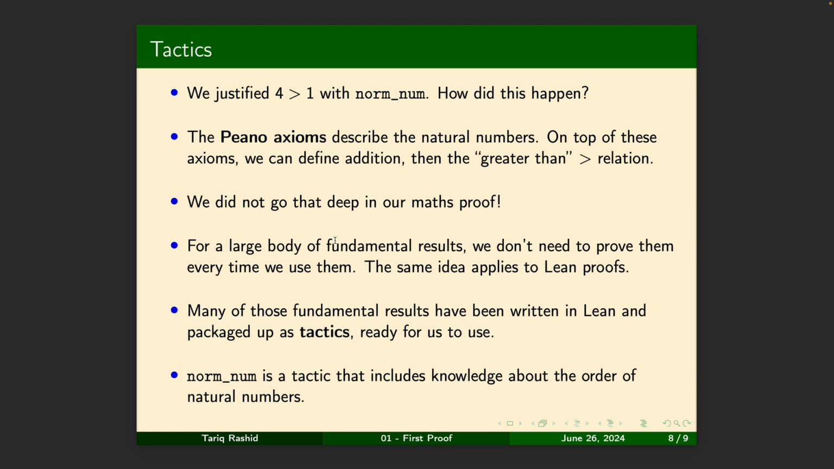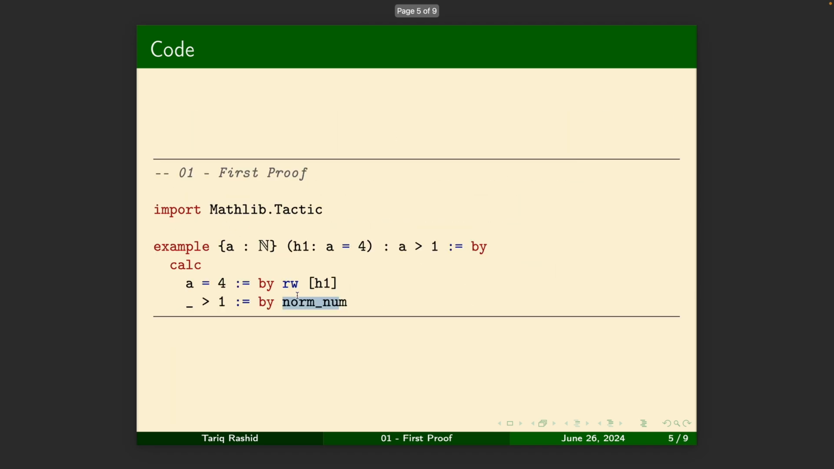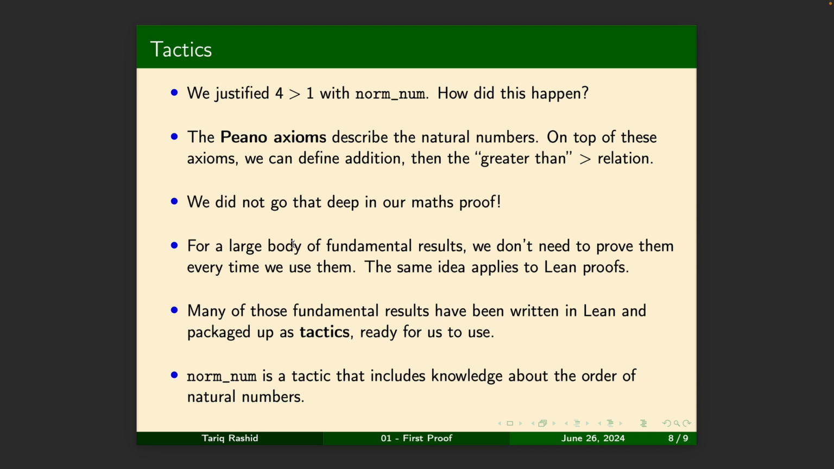So we refer to the tactic that helps us prove and justify 4 is more than 1. So that's what that norm num was. Let's point it out in the code. There, that's what this is. This is a tactic, and it's how we can justify that 4 is more than 1, and it comes from the Mathlib tactics library.